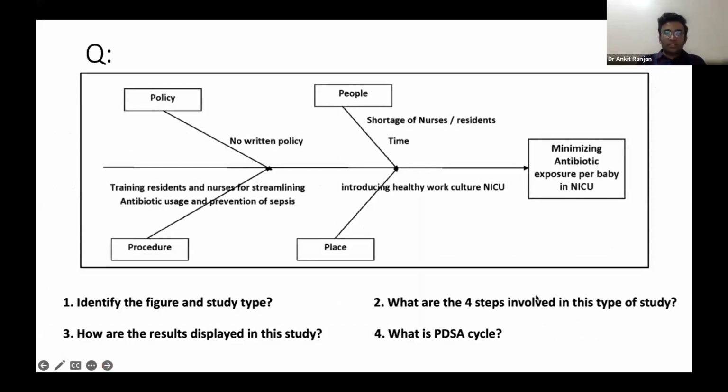Okay, so the next question is a figure. So you have to identify the figure and study type. What are the 4 basic steps involved in this type of study? How are the results communicated in this study? And what is a PDSA cycle?